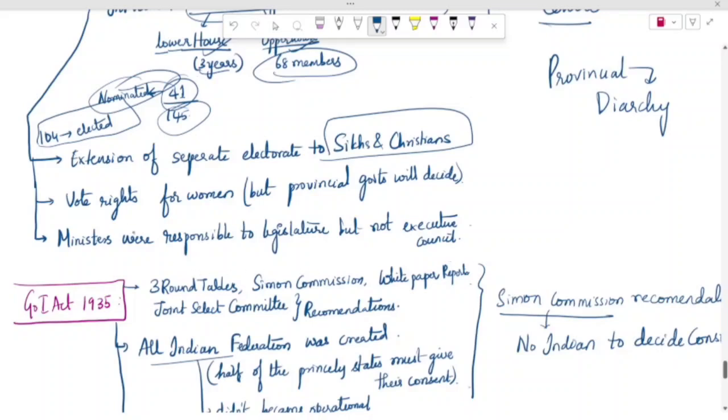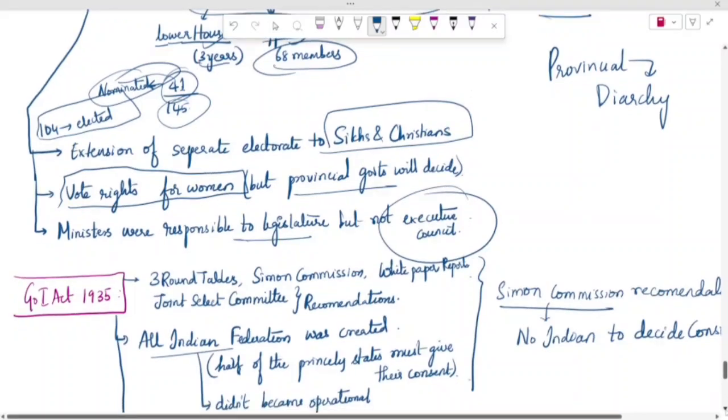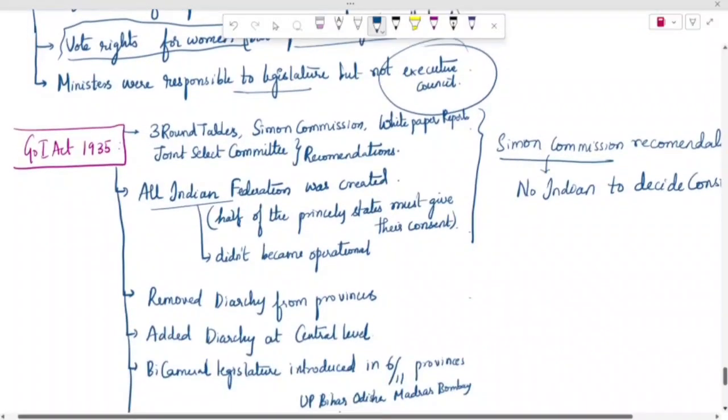Then voting rights for women was given as a provision, but it should be decided by the provincial governments. Then ministers will be responsible to legislature, but on the executive council, which is headed by Governor General, nothing but Viceroy. Right? And then the last act which we'll be discussing in this video is Government of India Act.